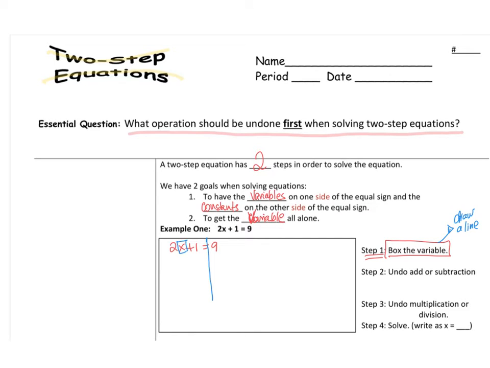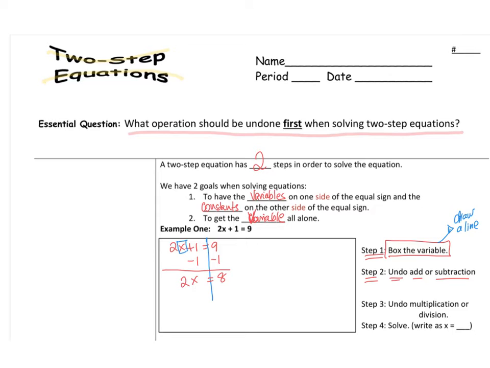Next, my step 2 is to undo any addition or subtraction. I can see that I am adding 1 here, so I'm going to undo that by subtracting 1. And if I do it on one side, I need to do it on the other so that I keep everything balanced. And I'm left with 2x equals 8.